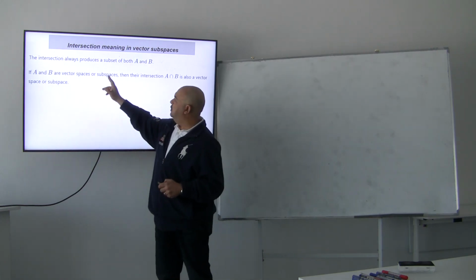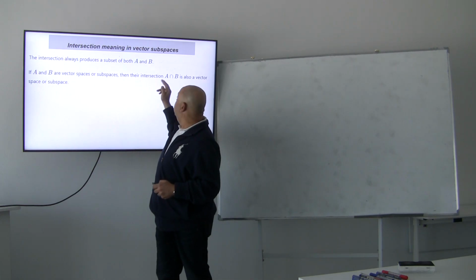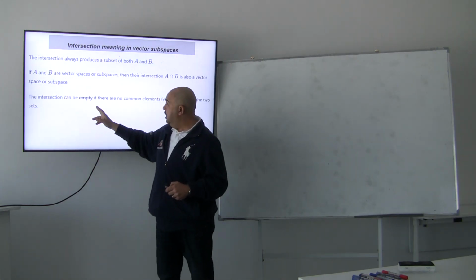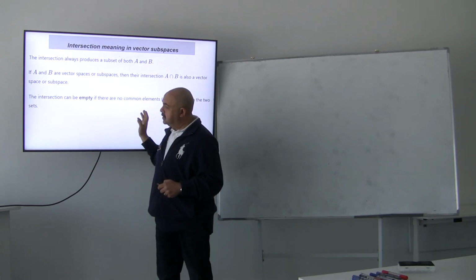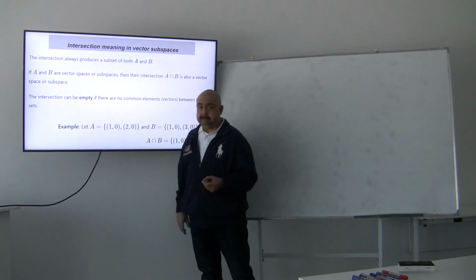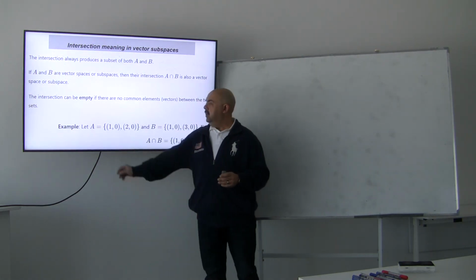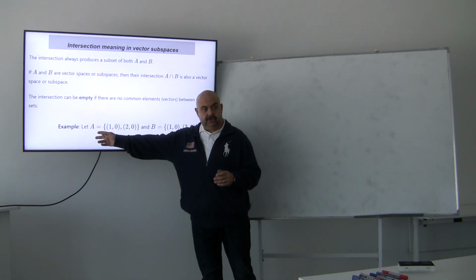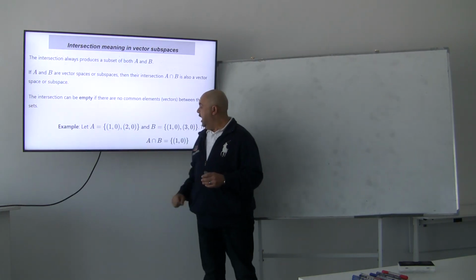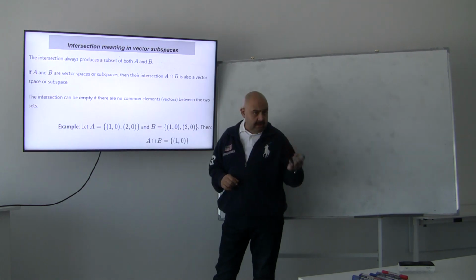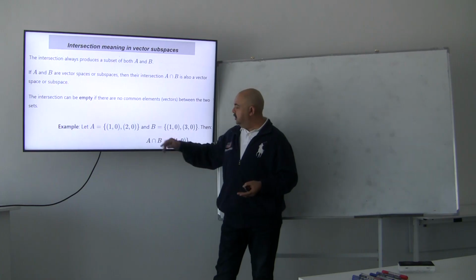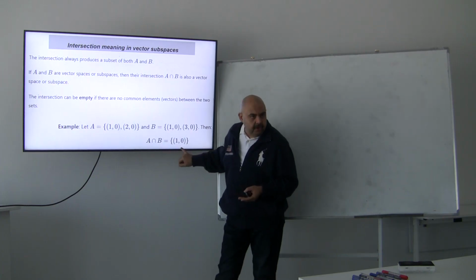If A and B are vector spaces or subvector spaces, then their intersection is also a vector subspace. An intersection can be empty if there are no common elements between the two vector sets. For example, if I have A, which is a subvector space, the basis of A is (1, 0) and (2, 0). And for B, the basis is (1, 0) and (3, 0). So the intersection will have the form (1, 0).